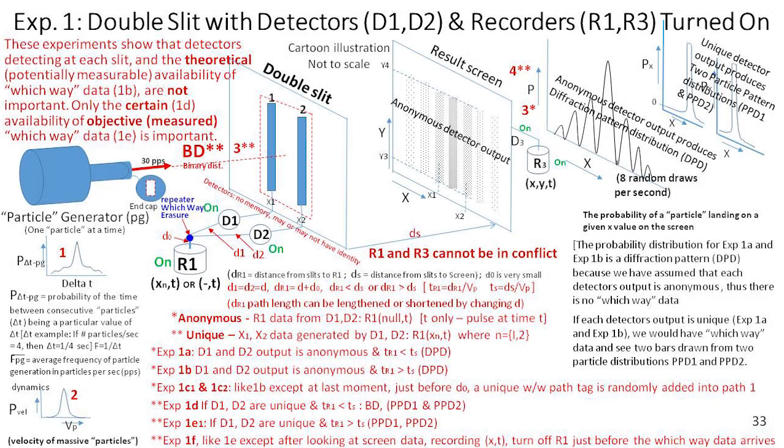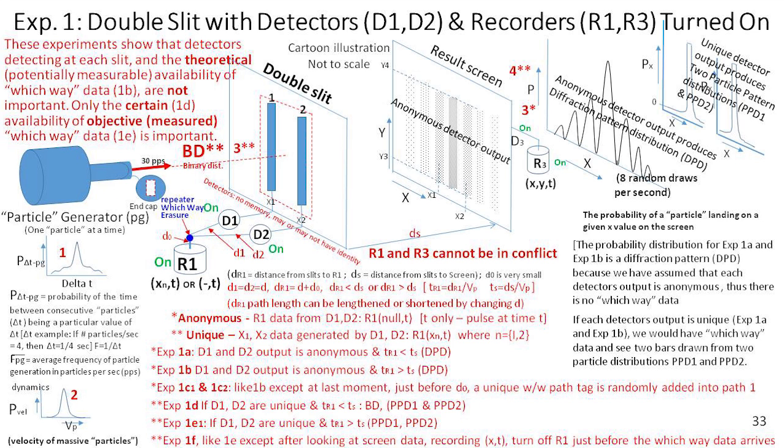All right, here we are with experiment one. This is slide number 33 in the presentation. The point of this setup is to show that the detectors detecting at each slit and any theoretical or potential measurable availability of the which way data is not important. The only data that's important is certain availability of objective measured which way data.